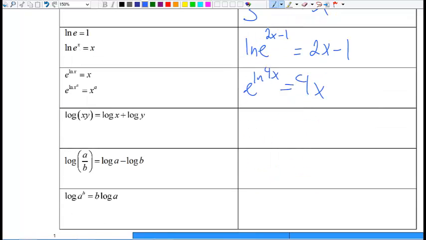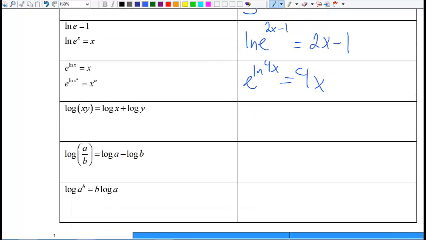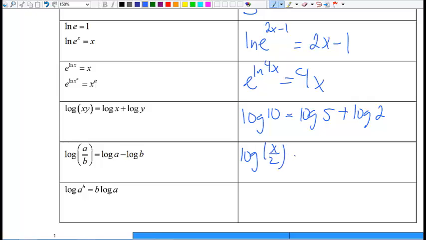And then we start looking at properties of logs. So inside a log statement, if we're multiplying, like log of 10, we can break that up, and so 10 being 2 times 5, we could break that up into a sum of the logs. If I'm dividing, so log of x over 2, I could break that up into a difference. So log x minus log 2.